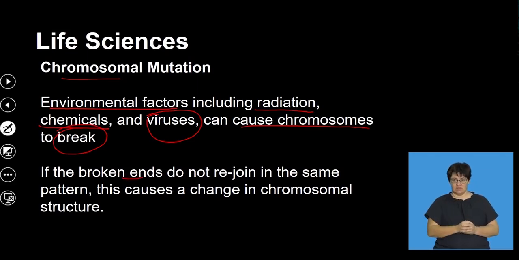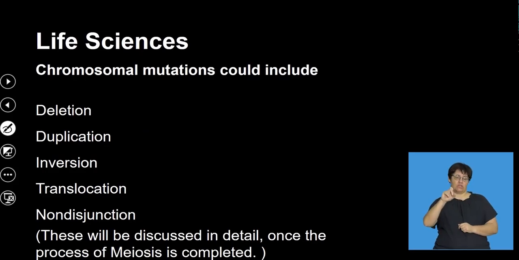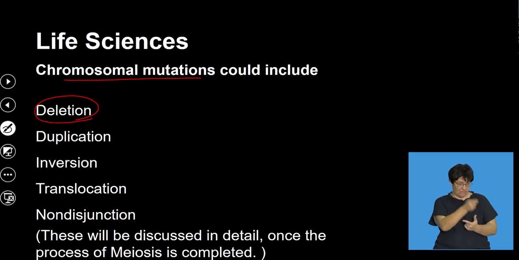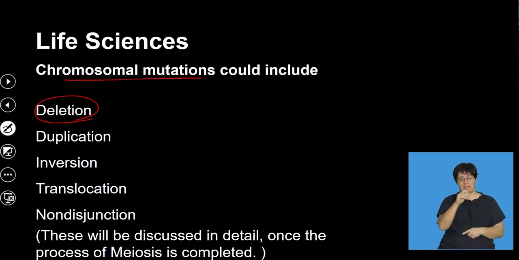If the broken ends do not rejoin the same pattern, this will cause a change in the chromosomal structure, and we refer to this as a chromosomal aberration. There are several different types of chromosomal mutations. At this point, let's try and recognize what this means. A deletion of a chromosome would mean that a chromosome has been omitted from the gamete.